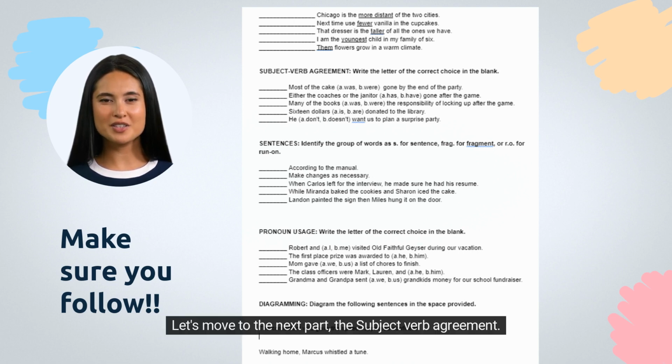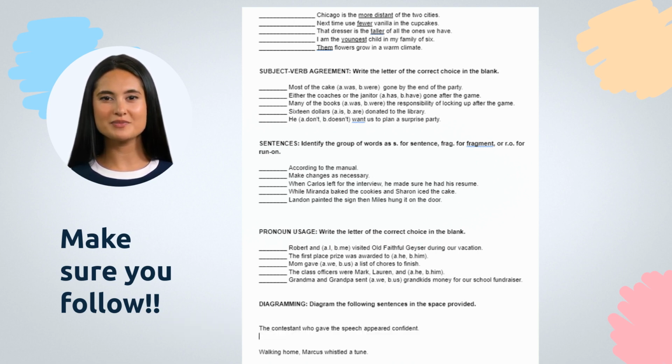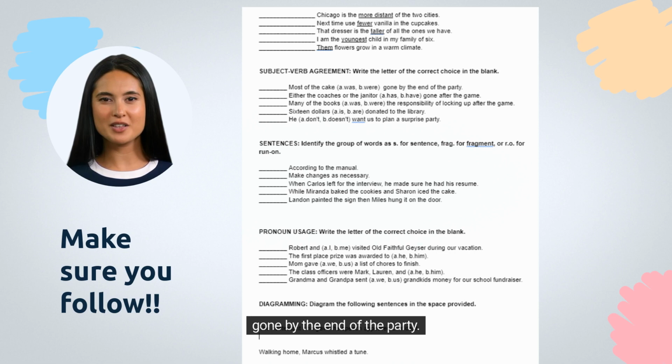Let's move to the next part, subject-verb agreement. Write the letter of the correct choice in the blank. Most of the cake was, or were, gone by the end of the party. Either the coaches or the janitor has, or have, gone after the game. Many of the books was, or were, the responsibility of locking up after the game. $16 is, or are, donated to the library. He don't, or doesn't, want us to plan a surprise party. We're almost there, brilliant students.